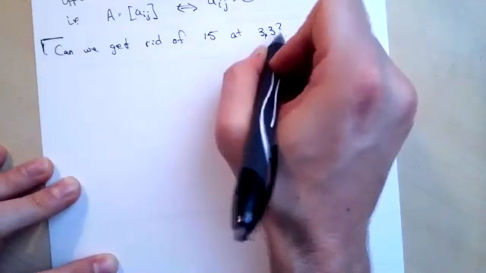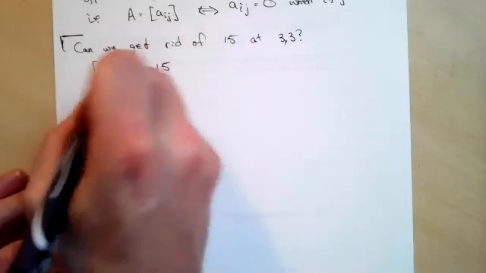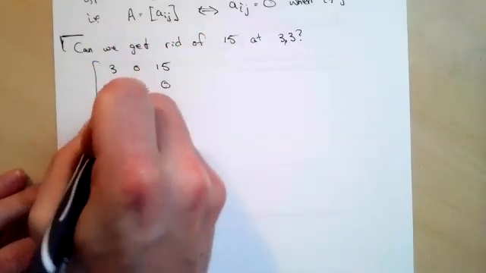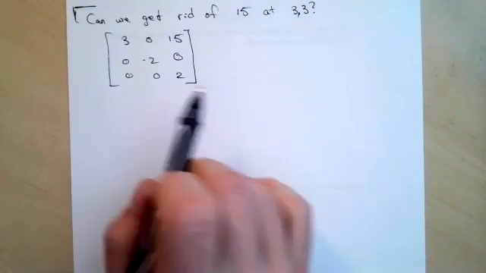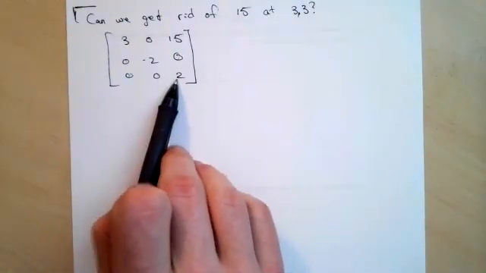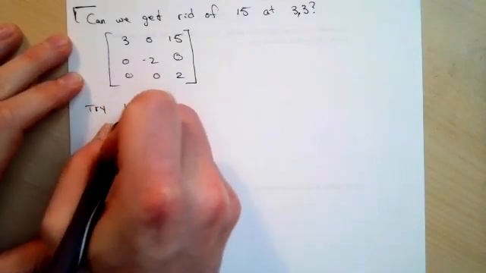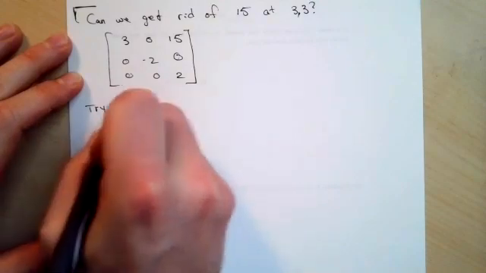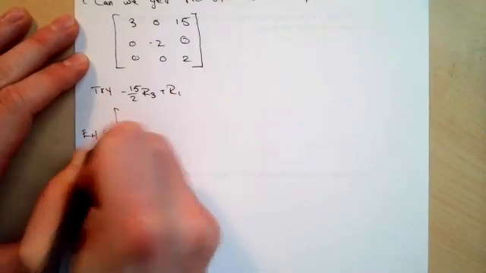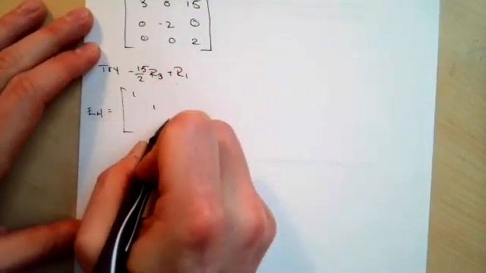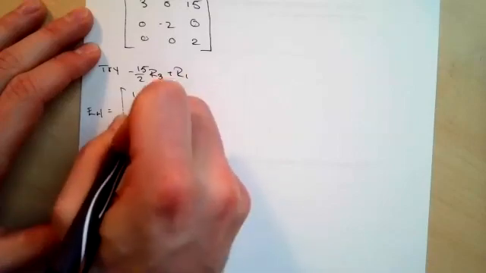So in the 3-3 position, can we get rid of that? Let's go ahead and rewrite our matrix. So 3, 0, 15, 0, minus 2, 0, 0, 0, 2. And maybe we want to be careful. So first thing we might try is, well, we got to do something with row 3. So do something like negative 15 halves row 3 plus row 1. What would that give us? So let's call this our fourth step, E4, which is going to be minus 15 halves row 3 plus row 1.